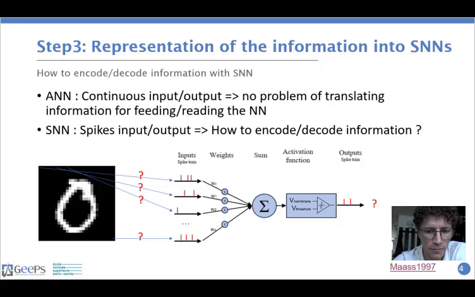In fact, Maass in 1997 demonstrated that ANNs, so classic artificial neural networks, are just a particular case of spiking neural networks. So they are included in spiking neural networks, and as a consequence, SNNs would be at least as powerful as ANNs. But this is a mathematical demonstration, and this is still not the case in the state of the art. I mean, at least for most of the benchmarks.